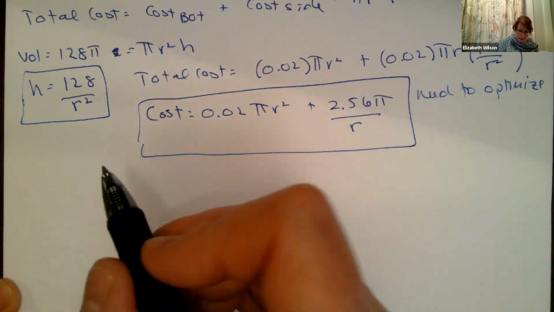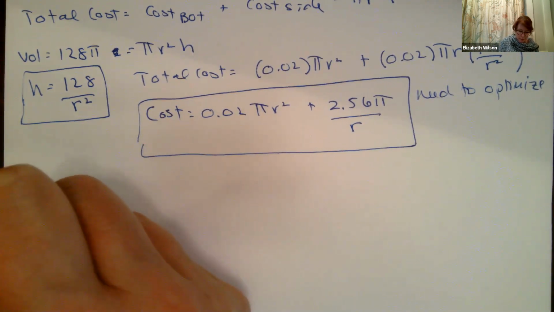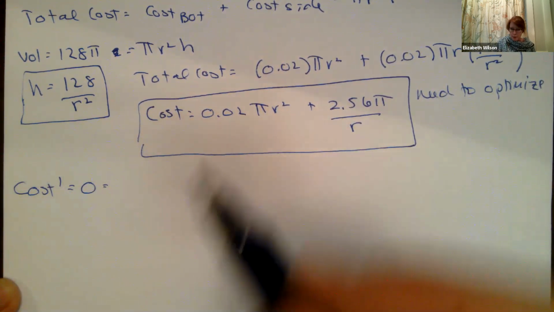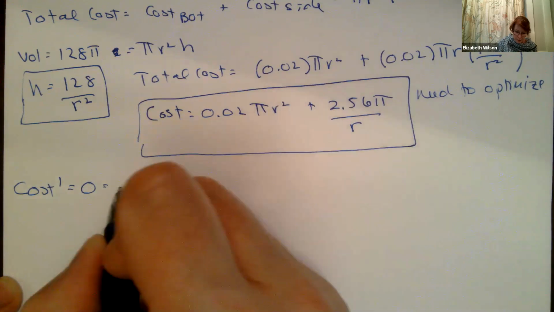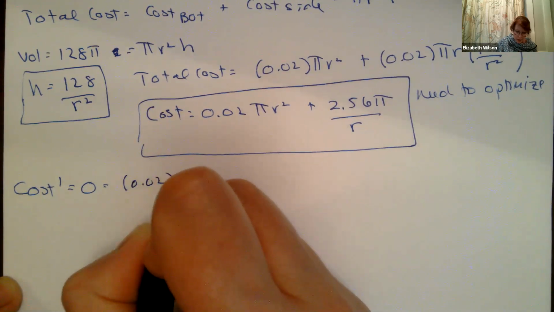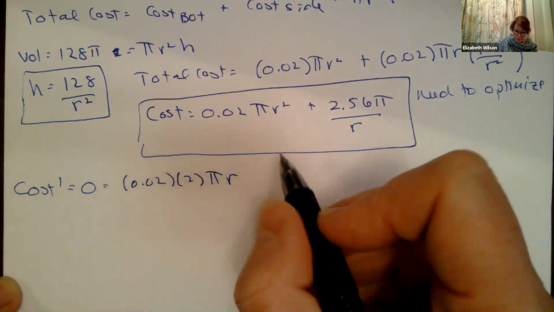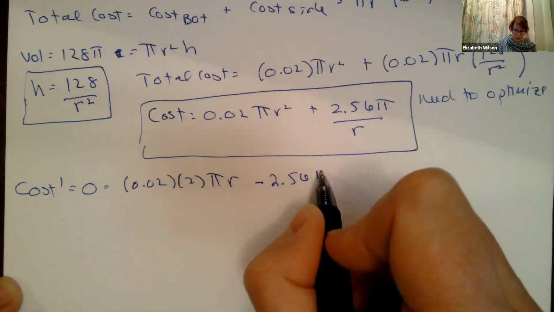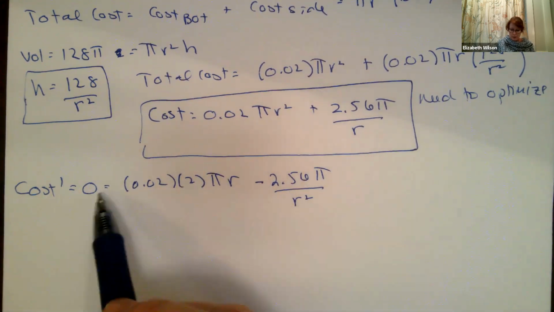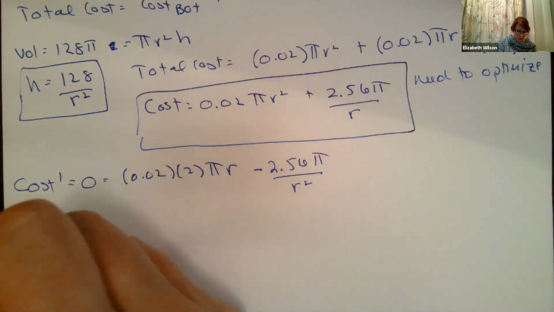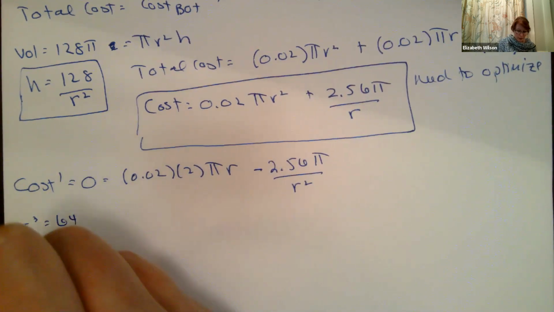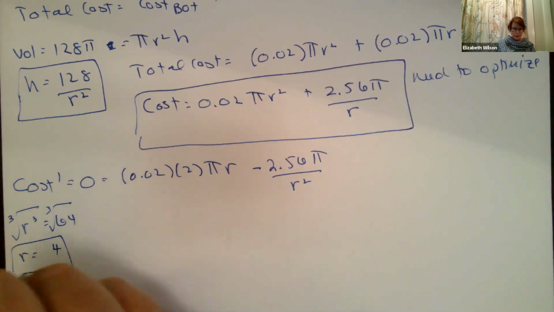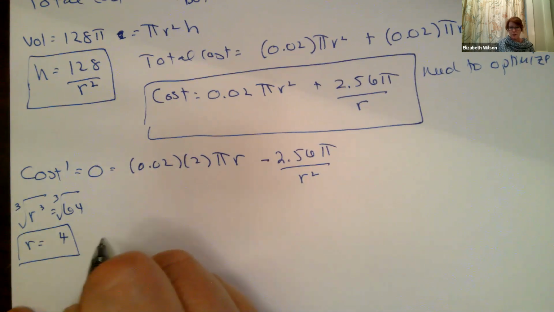Okay, so I need to take the derivative. So cost derivative, and I'm going to set that equal to 0. So I'm going to take my derivative. This is with respect to r. R is my variable, right? So I'm going to get 0.02 times 2 times pi times r. Take this derivative here. I'm going to get minus 2.56 pi all over r squared. I got it equal to 0. I do a bunch of algebra, right? You're going to get r cubed equals 64. I take the cube root. I'm going to get r is equal to 4. I have to check to make sure this is a minimum first.